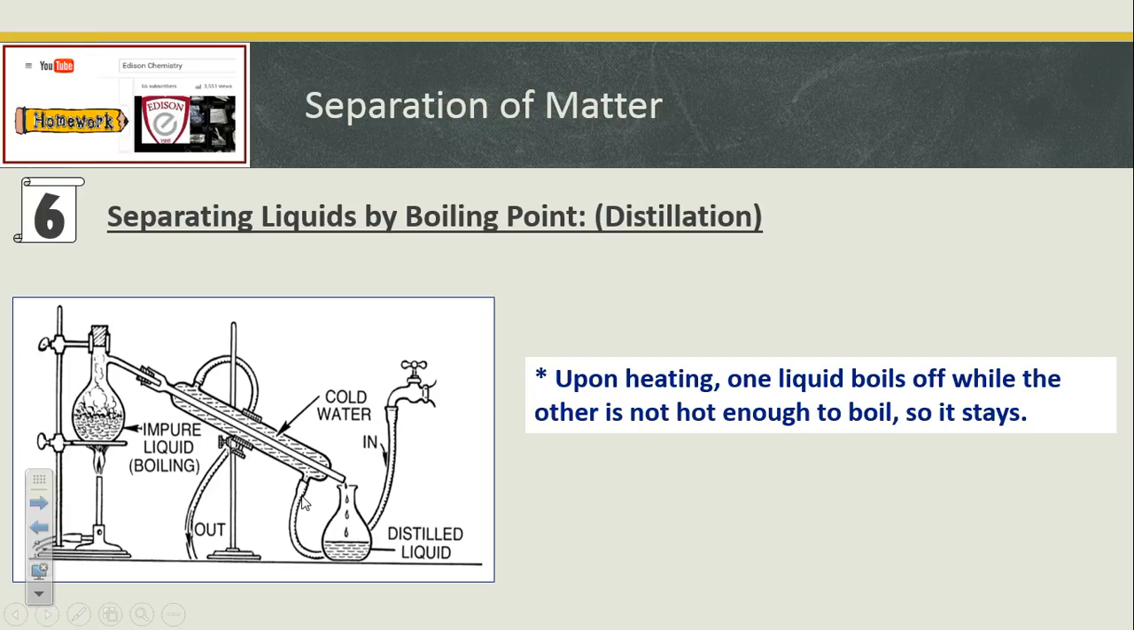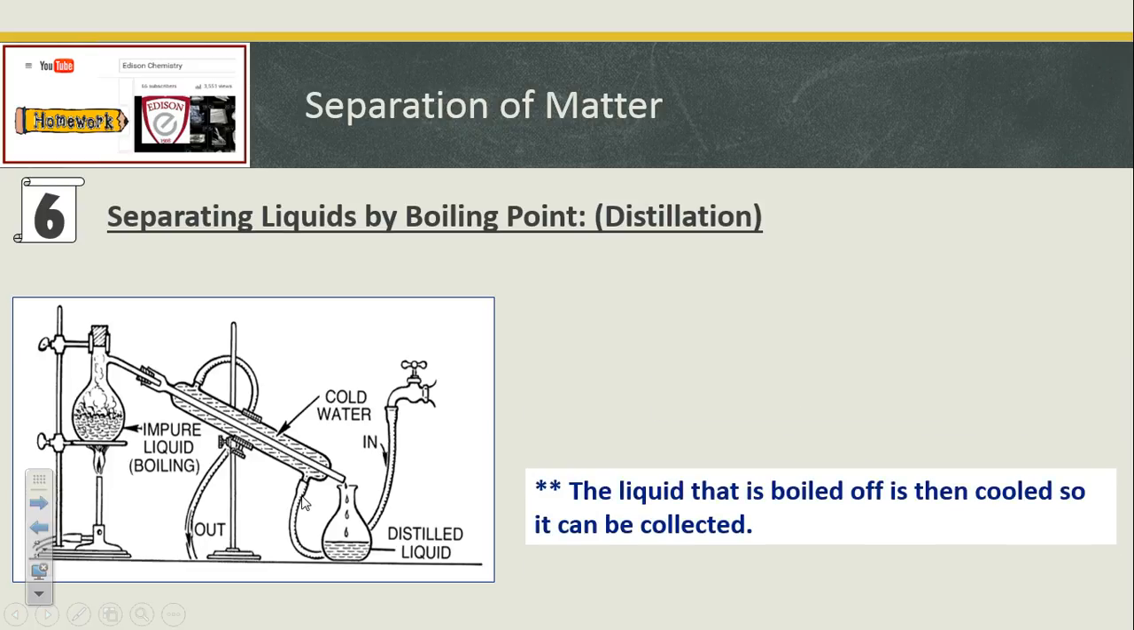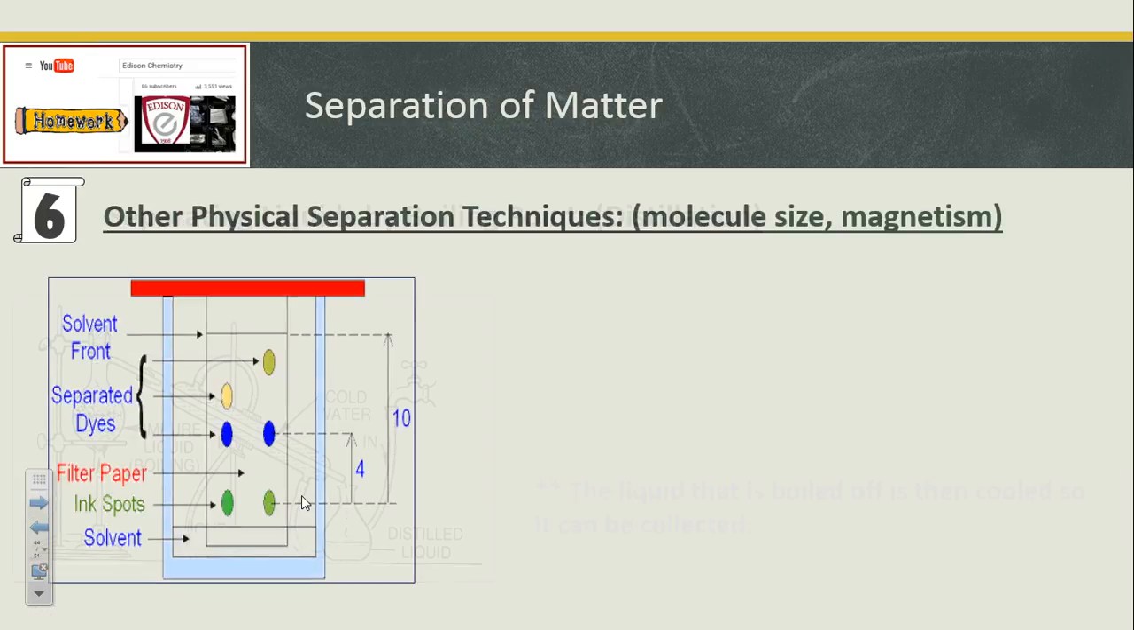It'd be like separating water and oil. Even though there's a layer between them, the water's going to boil first. It'll evaporate. The oil will be left behind. So we collect that gas. You turn one of the liquids into a gas, and you pass it through a condenser, and it cools down and turns back into a liquid and drips out as the distilled liquid.